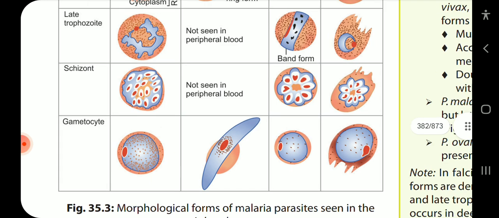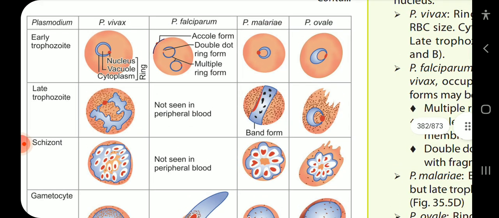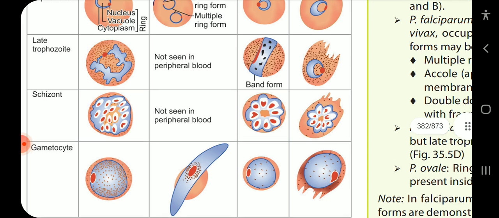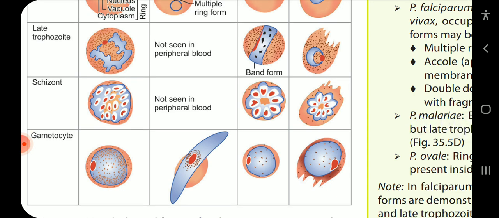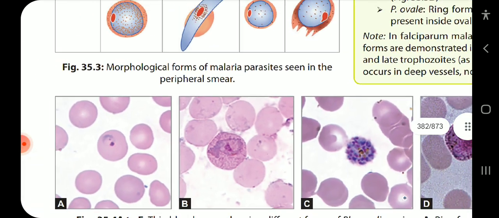So in this figure, we can see these stages: early trophozoite of Plasmodium vivax, falciparum, malariae and ovale; late trophozoite of Plasmodium vivax, malariae and ovale. Falciparum is not seen in peripheral blood. Schizont of again vivax, malariae and ovale, falciparum not seen in peripheral blood, and the gametocyte of vivax, malariae, ovale are round, while that of falciparum is crescentric shaped.